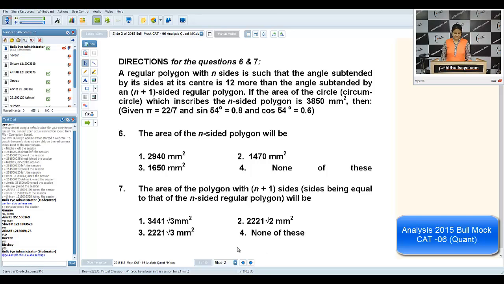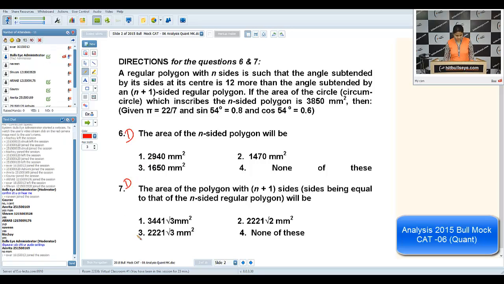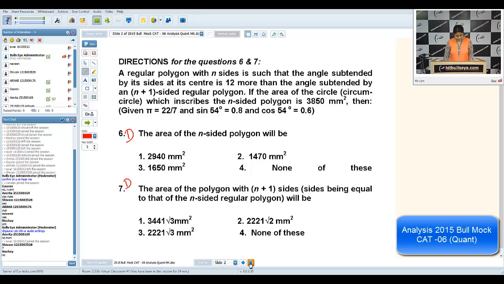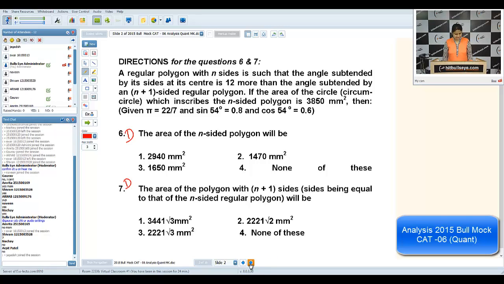Question number 6 and 7, they were difficult. Any problem in these two questions? Yeah, any problem? Please write the question number. Question number 6 and 7. Any one of you? Okay, Shivam, you have a problem in question number 7. Are you okay with question number 6?